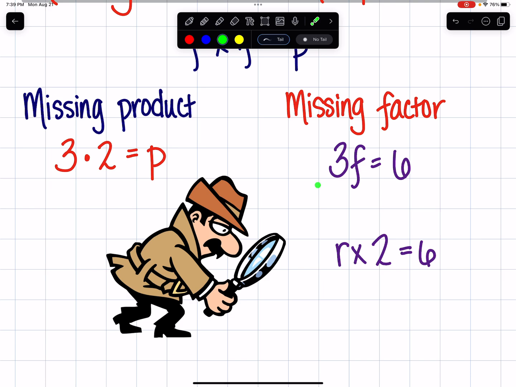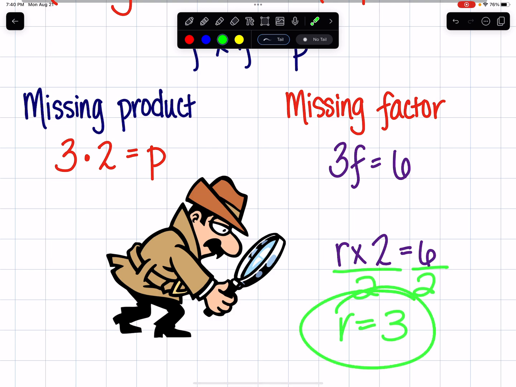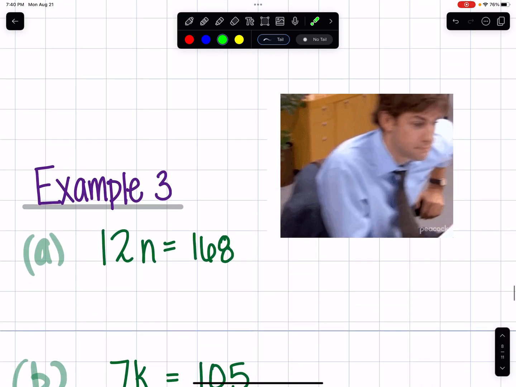So if you have a problem like this, 3 times f is equal to 6, all you do is divide both sides by 3. 6 divided by 3 is 2, so f is going to be equal to 2. On this one, same thing. You've got a missing factor. All you have to do is divide by 2, and you've got r is equal to 3, and that's going to be your answer. Okay, let's do these.